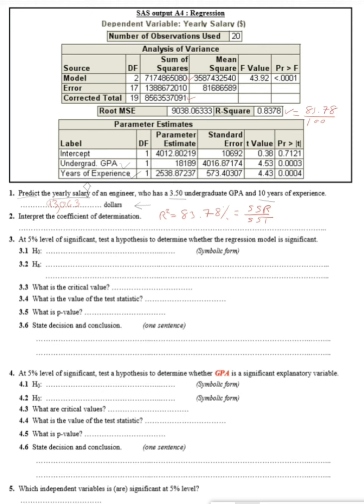Okay, interpretation. The regression model explains 83.78% of total variation in Y. Total variation in Y is SST. The error explained is removed is SSR. So the regression model explains 83.78% of the variation in salary Y.